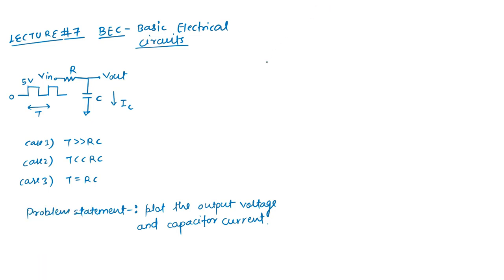So first I'll consider case 1, where T is much greater than RC. What it means is, as the time constant is very small, the capacitor will get enough time to charge. So let's say when the excitation is applied, I am looking around T equal to 0 positive. What is happening there?